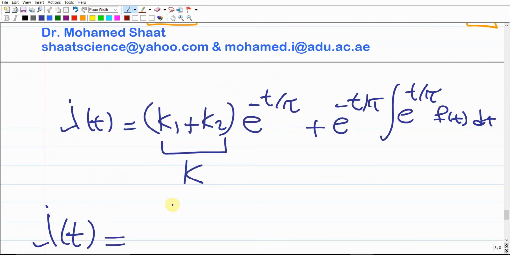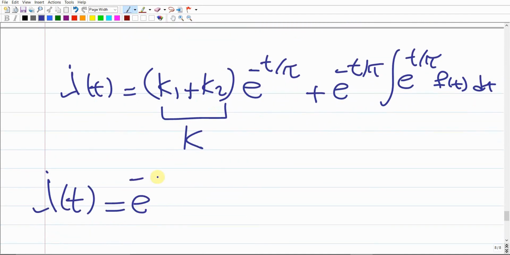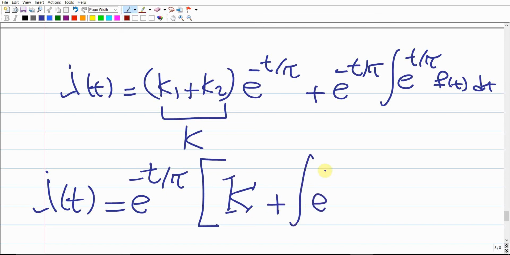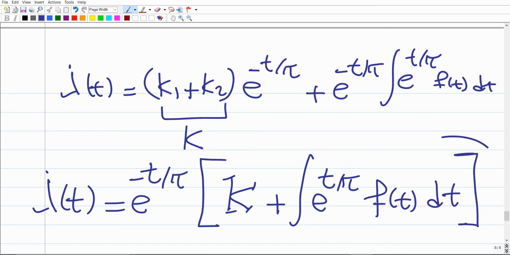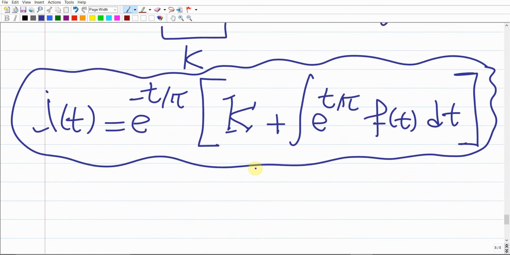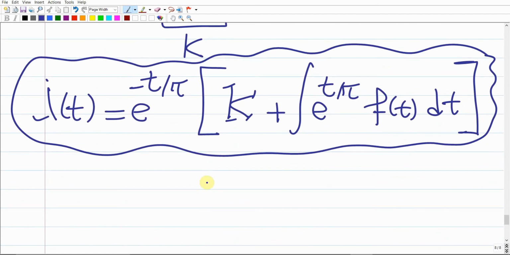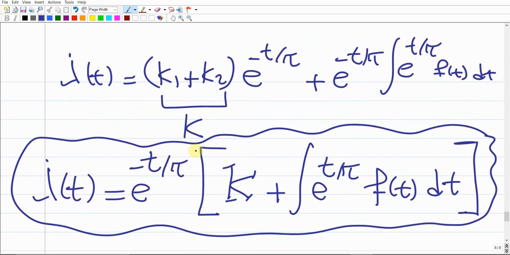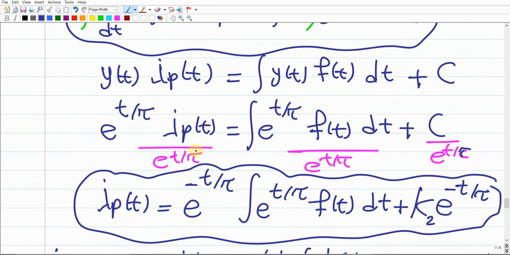I can consider this one as a common factor, so we're going to end up with e to the power negative t over tau times k, which is just any constant that can be obtained by applying the initial conditions, plus the integration of e to the power of t over tau times the f of t, which is the forcing term or the right hand side of the equation. This is going to give us the general solution of the current for the first order ODE. Make sense? So this is the derivation.